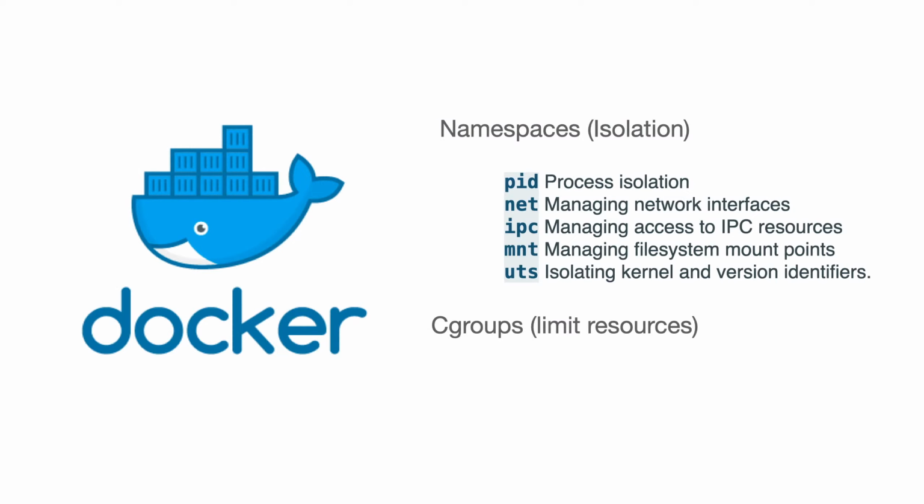Again, a container provides namespace isolation, so it has its own process IDs. It manages its own network interfaces, its own IPC resources, and file system, and even the kernel and version identifiers.